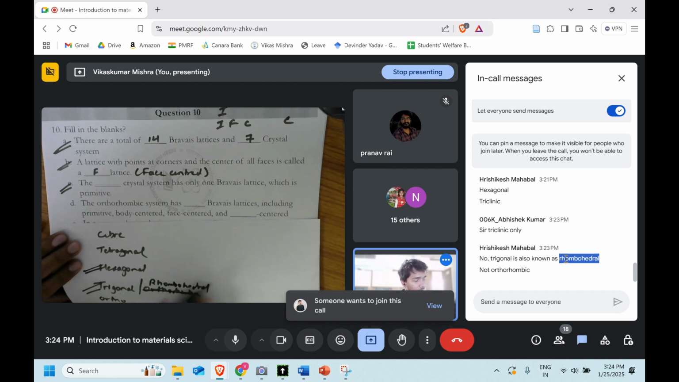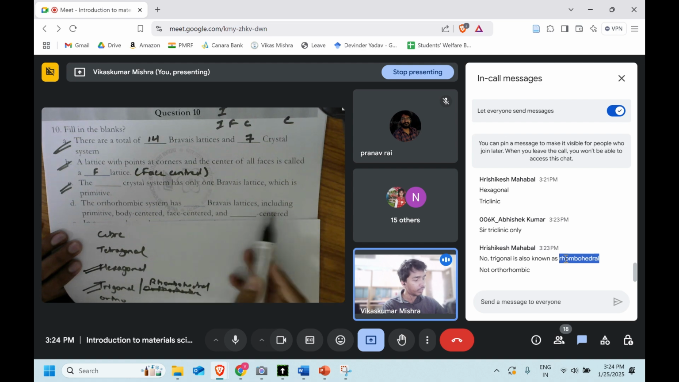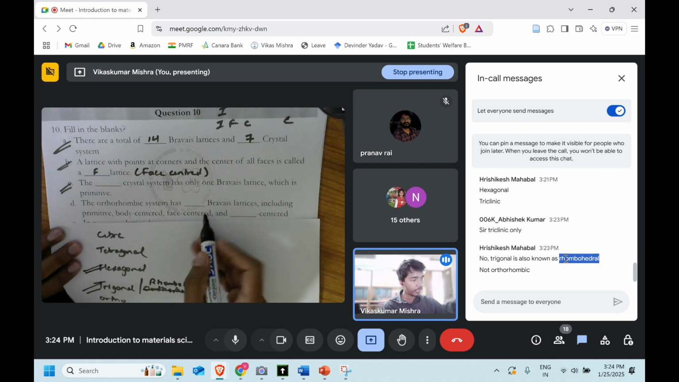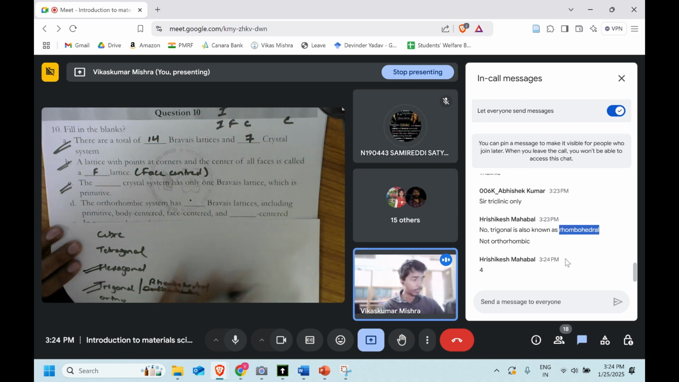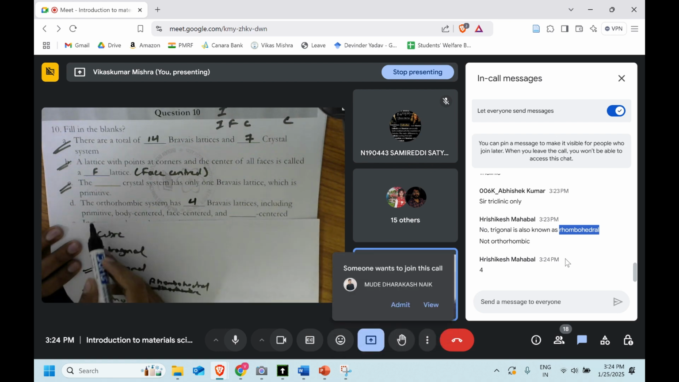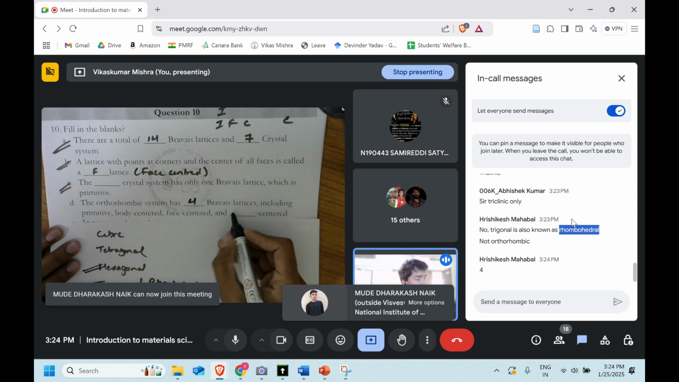The orthorhombic system has Bravais lattices including primitive, body centered, face centered, and so on. It has dash Bravais lattices. So how many is it having? Orthorhombic has dash Bravais lattices. The number we have to write here. Four, sir. Yeah, four, that's right. Perfect. And we know that it includes the primitive, body centered, face centered, and end centered.